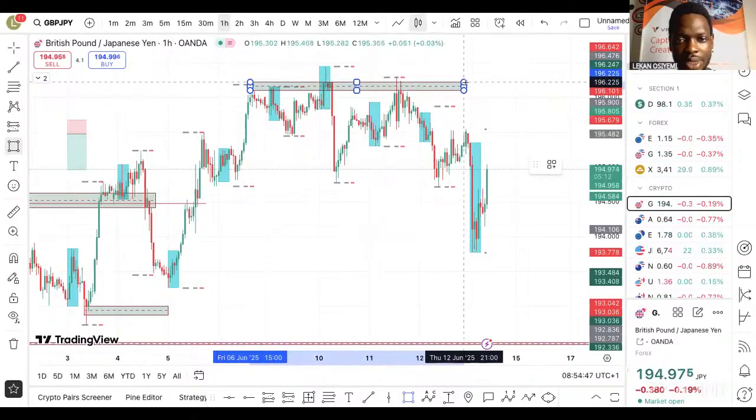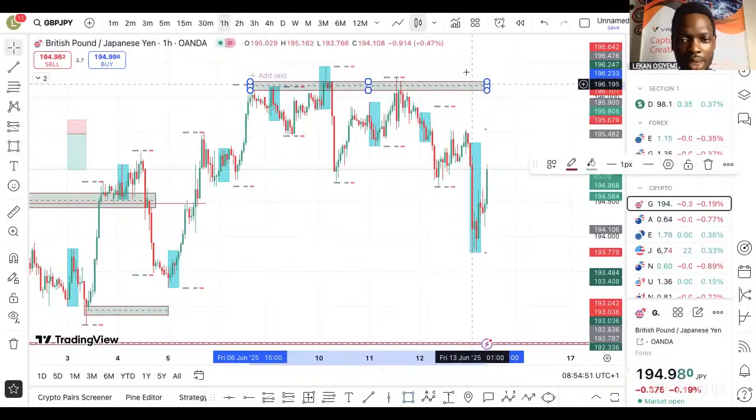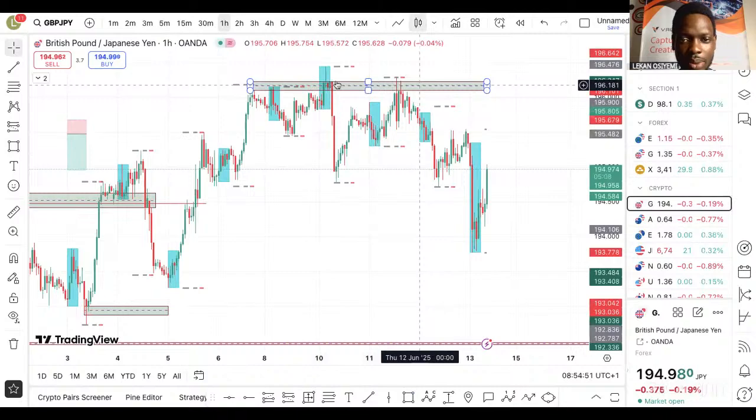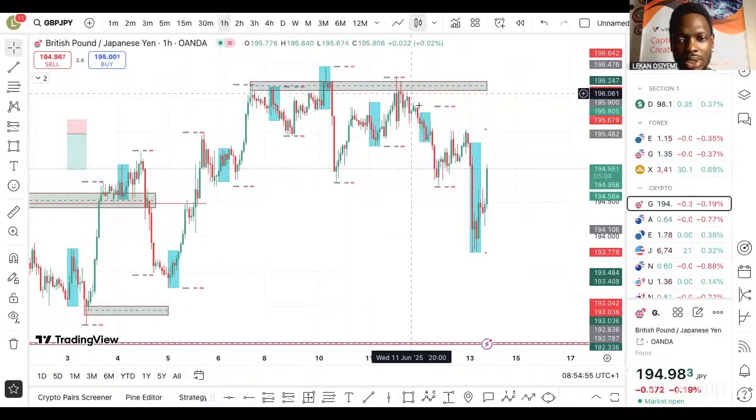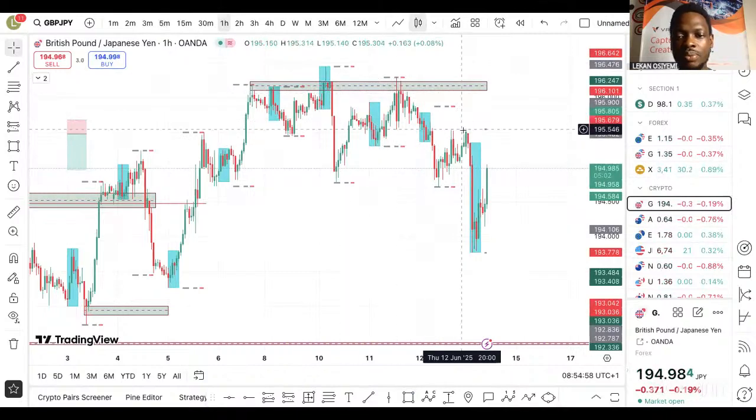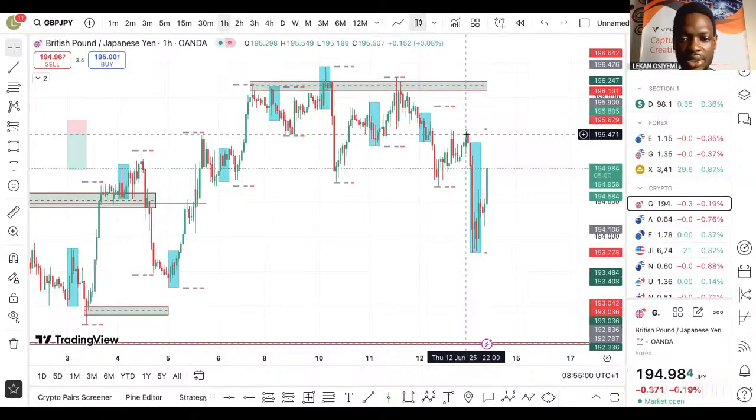And before that, we see how price took out liquidity from that level. You can see this liquidity here, price took it out, and we begin to see the massive sell. And even in the early hours of the Asian session, we see how price dug all the way down.